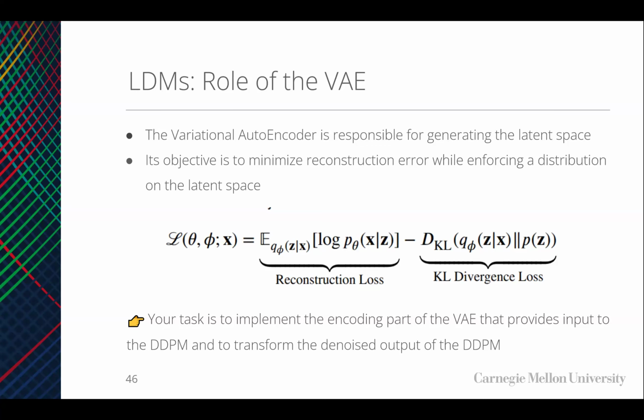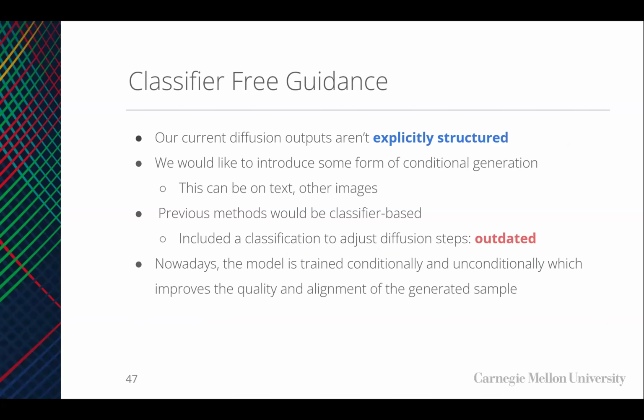You guys might remember from maybe recitations or even class that the KL divergence essentially measures how similar two distributions are to each other. So broadly speaking, these are two very important terms that you will see in the code should you choose to take this assignment. Your task will be to implement the encoding part of the variational autoencoder that provides an input to the DDPM that we just studied, and then transform the denoised output of the DDPM back to your image space. On to the next topic.